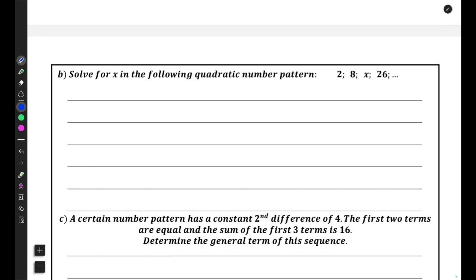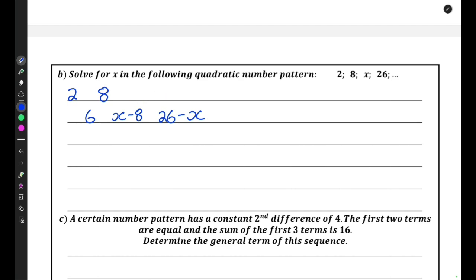Now we get to one of those questions with a bit of algebra in it. But we're just going to follow the same steps. So because this is quadratic, I'm going to say right minus left. So let me just write it down and give myself enough space. And this time they're not asking me to get the general term. They're just asking me to solve for x. So I don't need to leave a space on the left. You can if you want to, but it's not necessary. So right minus left, 8 minus 2 gives me 6. And now this is x minus 8. This one is 26 minus x.